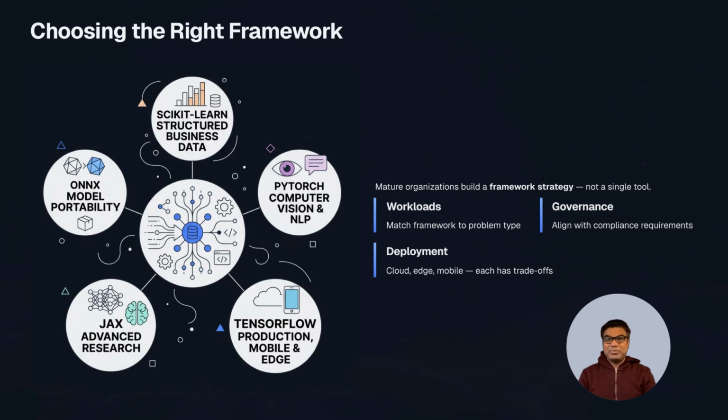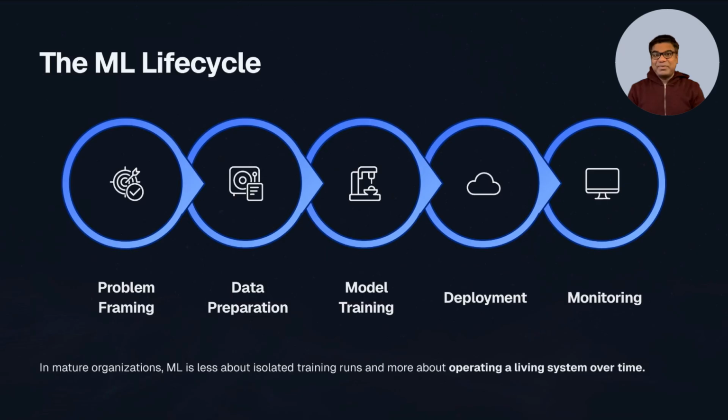ONNX plays a different role by providing an interchange format that helps teams move trained models between ecosystems and optimize inference. The most mature organizations rarely think in terms of a single tool. They build a framework strategy aligned to workloads, governance, infrastructure, and deployment environments. Training a model is only one part of the story.